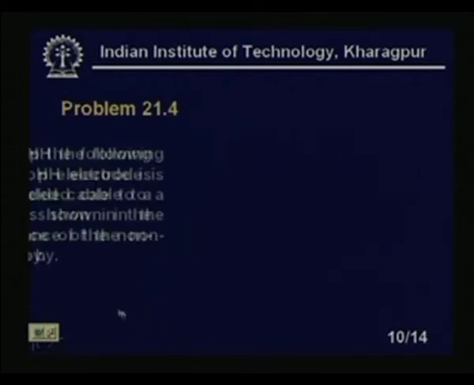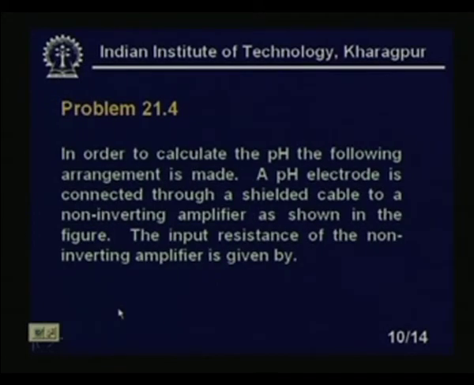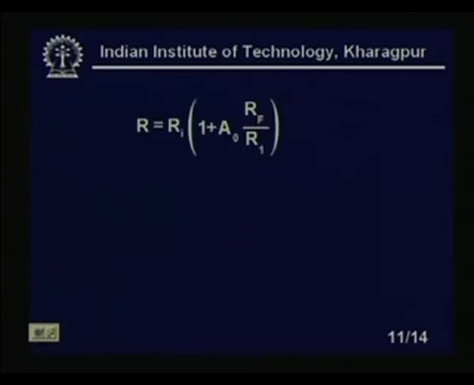Problem number 21.4. The problem says, in order to calculate the pH, the following arrangement is made. A pH electrode is connected through a shielded cable to a non-inverting amplifier as shown in the figure. The input resistance or impedance of the non-inverting amplifier is given by R equal to Ri times 1 plus A naught Rf by R1. Everything will be clear in the circuit.